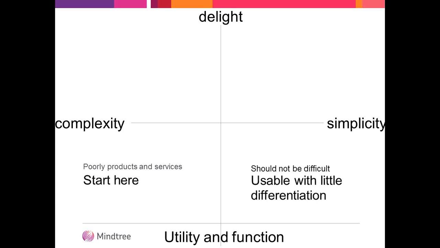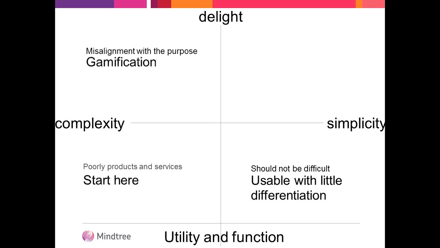But then the next logical step is that you continue to remain with that many utility and functions, but you try and make it very simple. You will probably make a product which is a little more usable, but with very little differentiation. So it's just like any other product out there in the market which serves a lot of utility and function, but you have made an attempt to make it simpler than what it was.